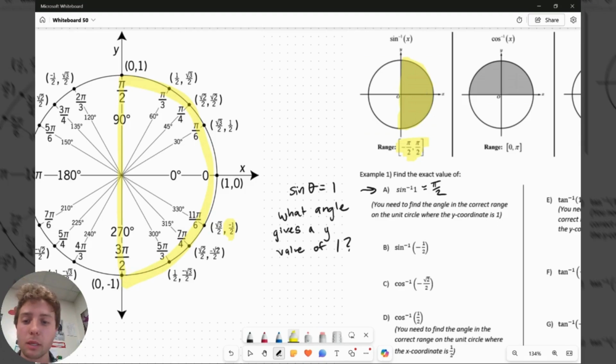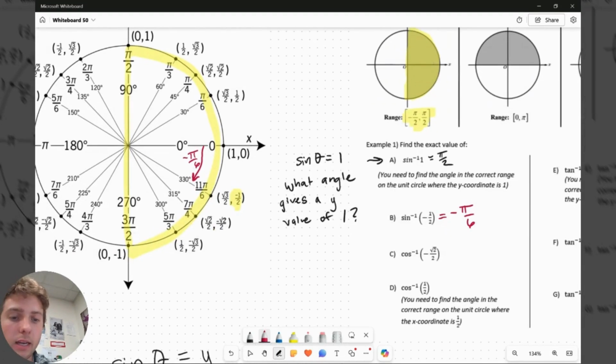So instead, I need to be more creative. Well, we know that if I start at 0 and I go backwards, that is a negative angle. So really what I am doing is going negative pi 6 to get to the angle that we care about. There is sine inverse of negative 1/2.